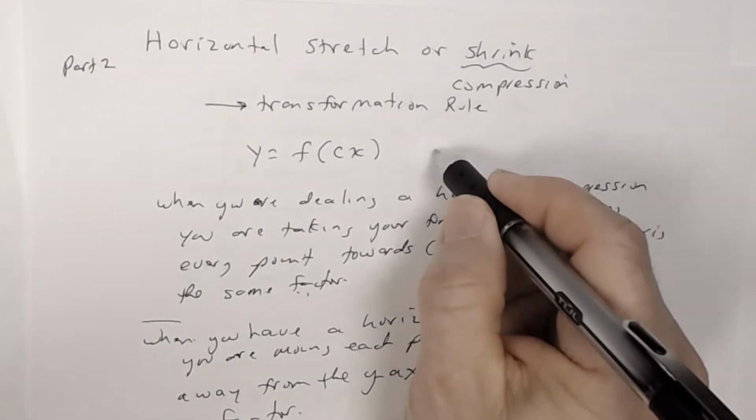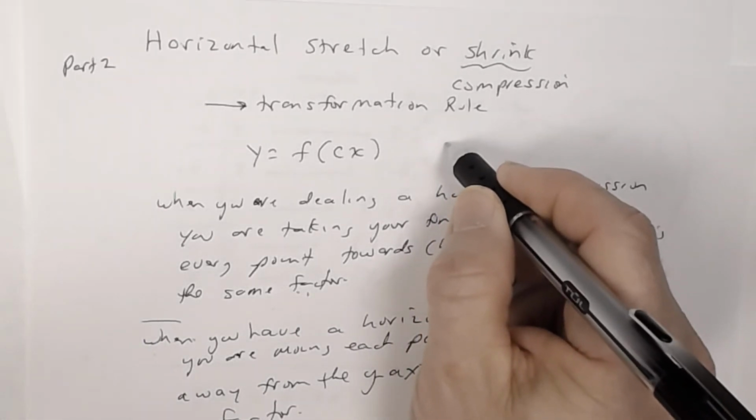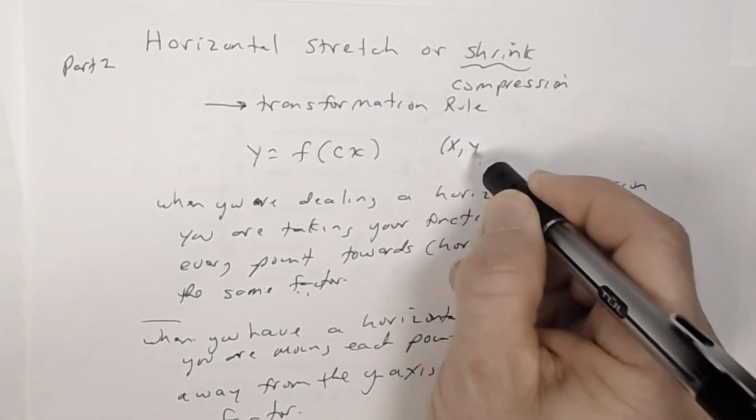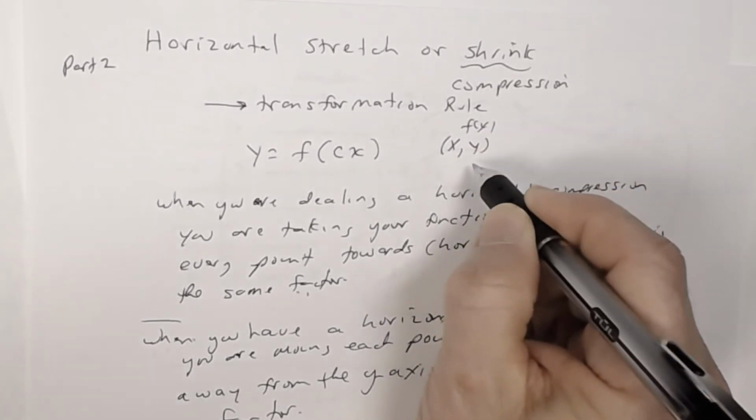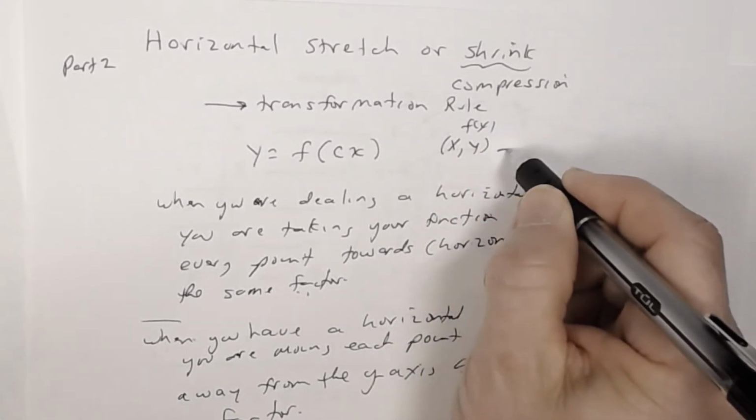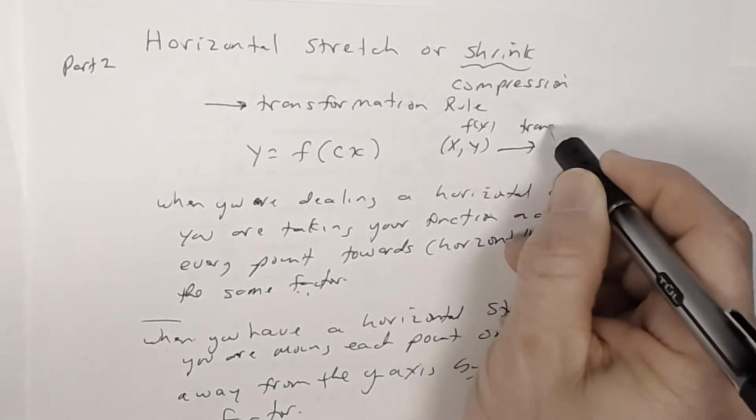So here's the rule. So the rule is this. So every point on f of x transforms.